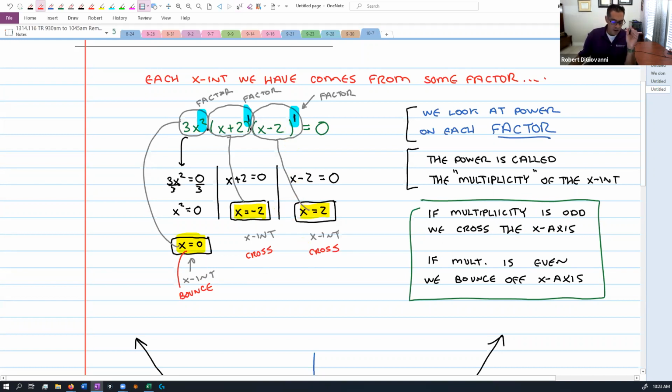Just be careful. When you're talking about the bouncing and crossing, you're not looking at the number itself. You're not looking at 0 or -2 or 2. You're not looking at that. You're looking at the power of the factor. That's what you're looking at.